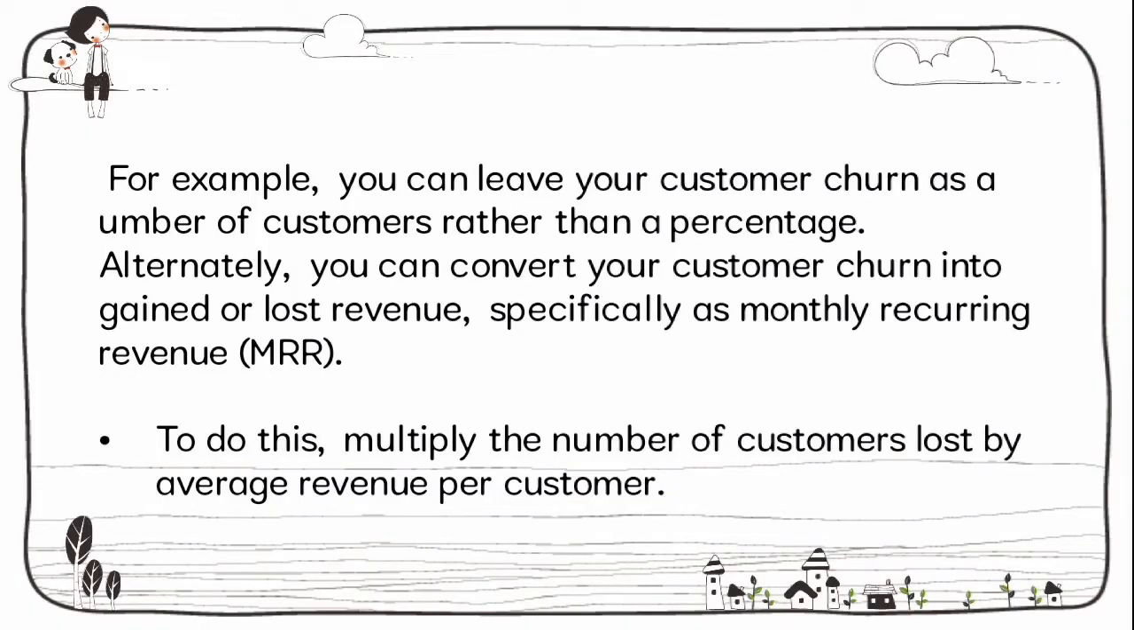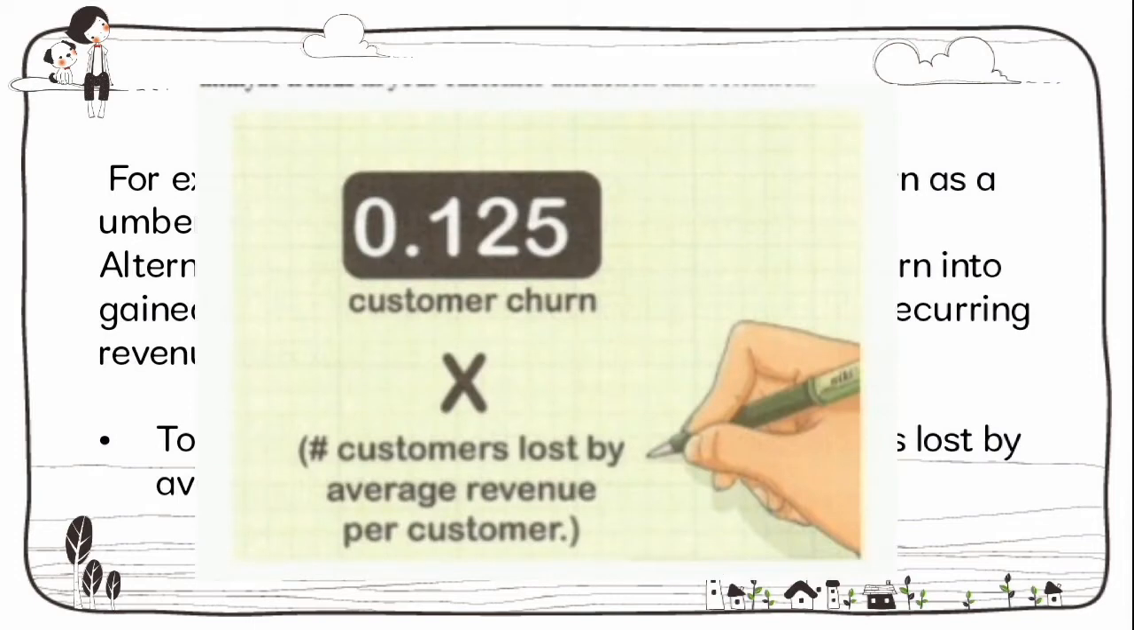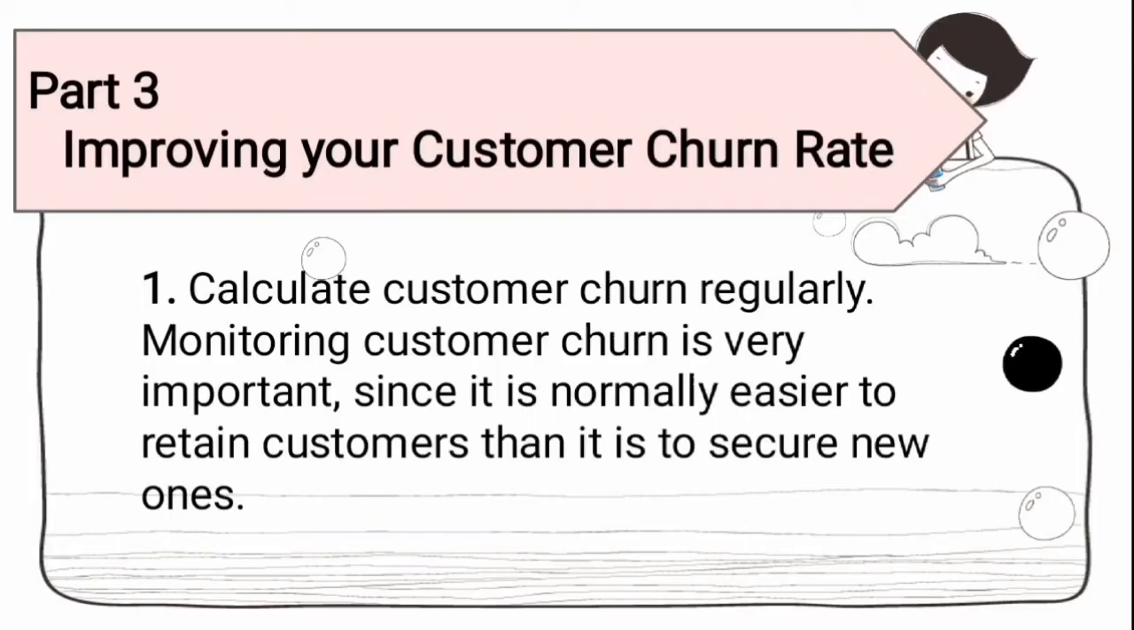For example, you can leave your customer churn as a number of customers rather than a percentage. Alternately, you can convert your customer churn into gained or lost revenue, specifically as monthly recurring revenue. To do this, multiply the number of customers lost by average revenue per customer. Part 3: improving your customer churn rate.